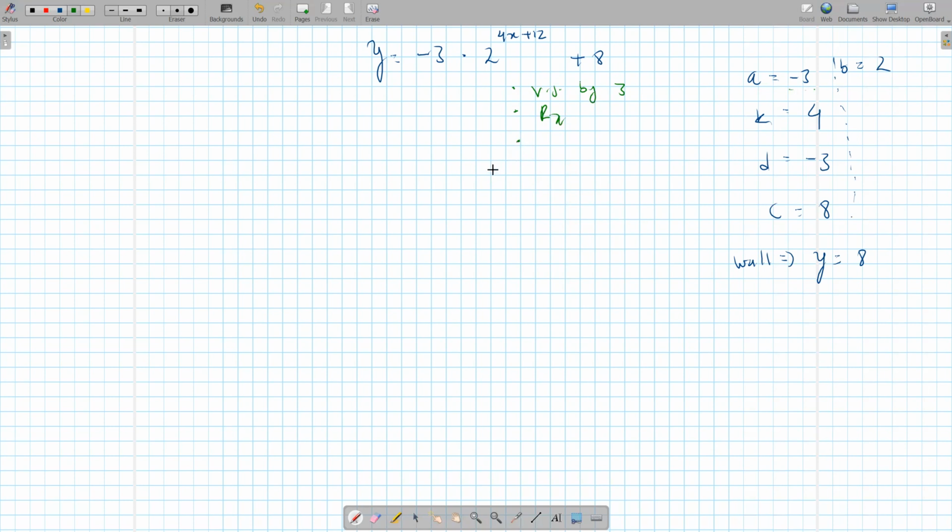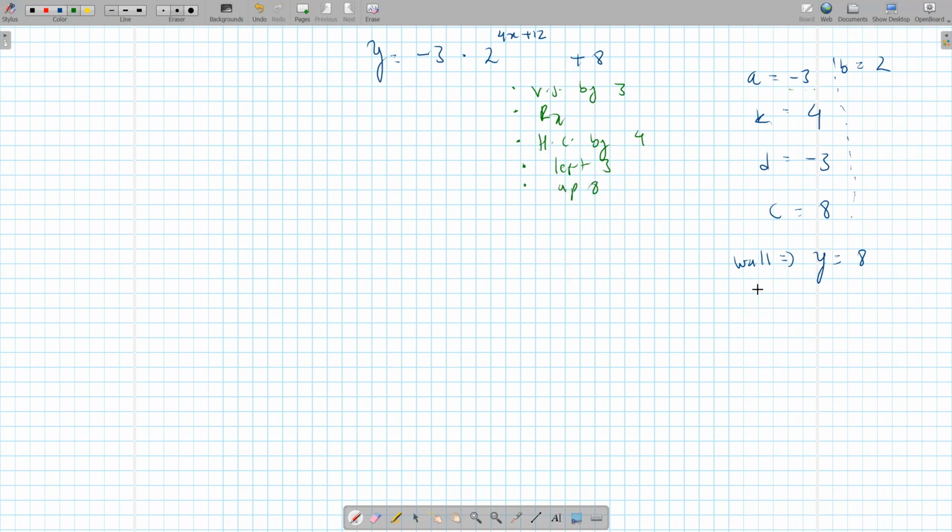Let's look at K. What does K being 4 do? It's a horizontal compression. Yeah, good. By what? By a factor of 4, okay? So it shrinks inwards by a factor of 4. What does D minus 3 do? It means you go left. Yeah, good. Left by 3. What does C 8 do? It means you go up. Yeah, up 8.